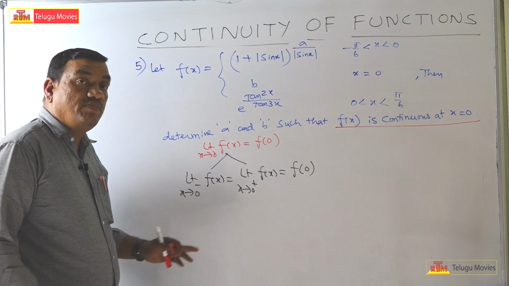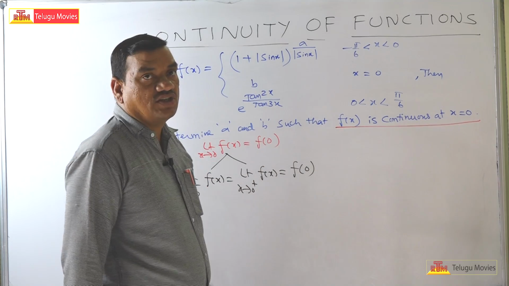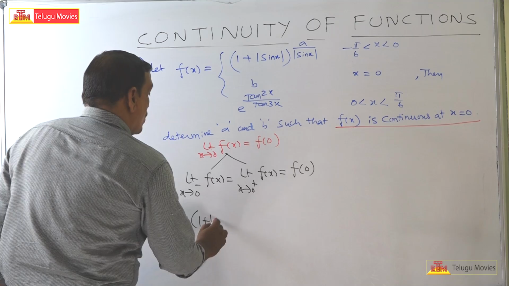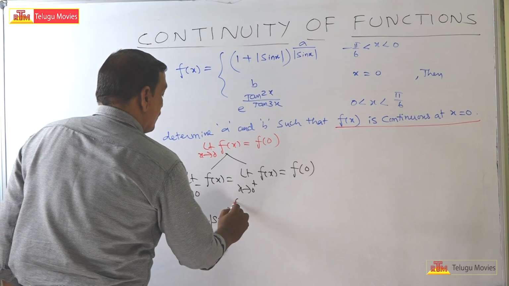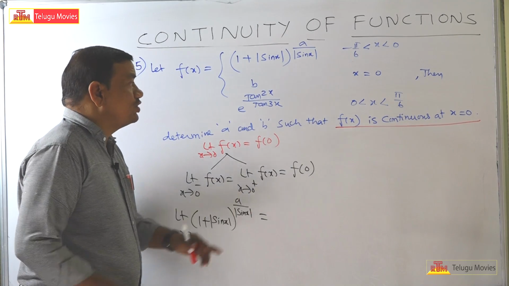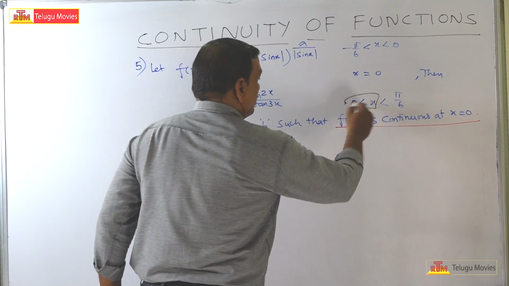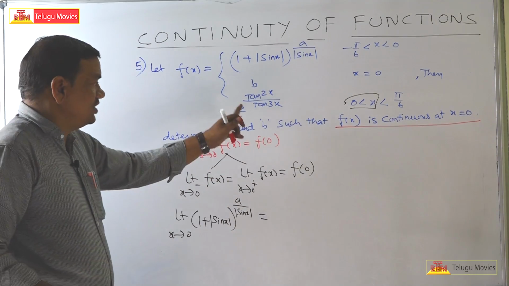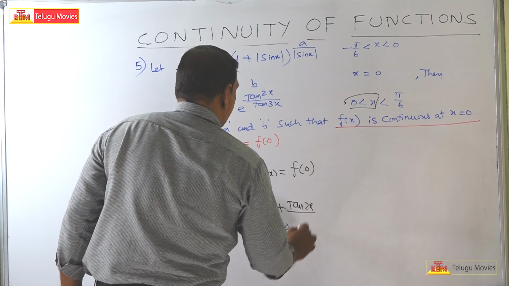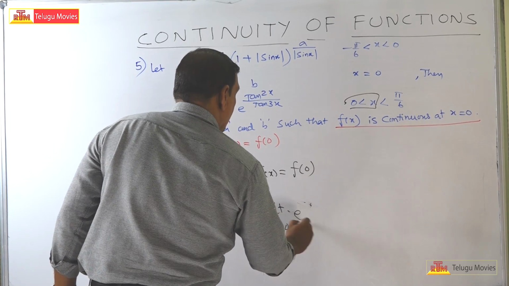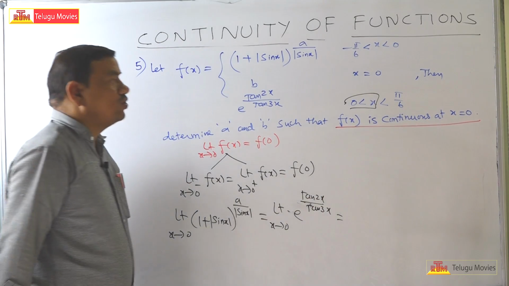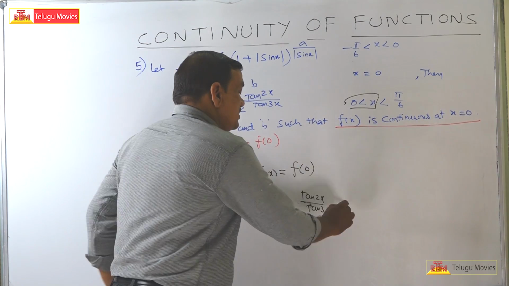Now limit x tends to 0 minus means what? x less than 0, the function is defined like this. That is limit x tends to 0 minus of (1 plus modulus of sin x) whole to the power of a by sin x, is equal to limit x tends to 0 plus, where x is greater than 0, so you have to take this function: limit x tends to 0 of e to the power of tan 2x by tan 3x. That is equal to f of 0. The f of 0 value is given as b.